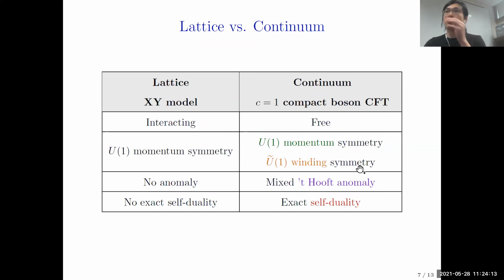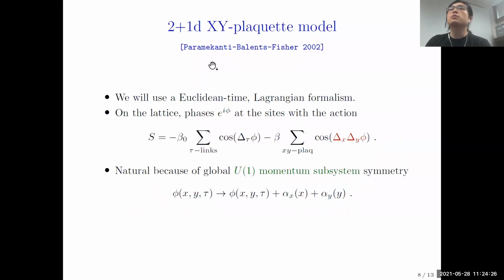So now I will turn the gear and discuss the XY plaquette model in 2+1 dimensions. And we will see similar features that exist in the continuum field theory that were not there in the original lattice model. This is the model that Nadi has already mentioned, which was first discussed by Paramekanti, Balents, and Fisher. We will consider a 2+1D XY plaquette model in Euclidean time and the Lagrangian formalism. That means that we have a 3D Euclidean lattice, and we put on each site a phase, e to the i phi. And we will allow this phase to interact.